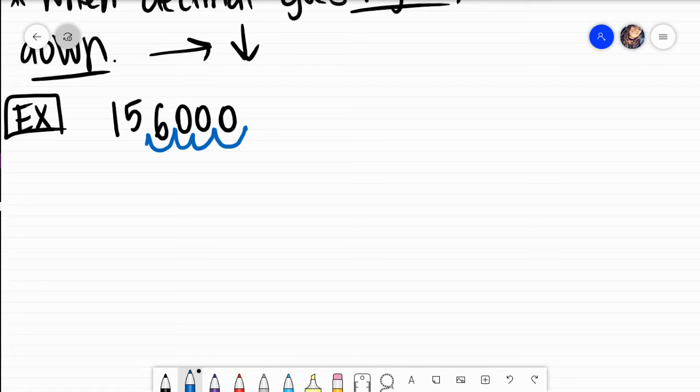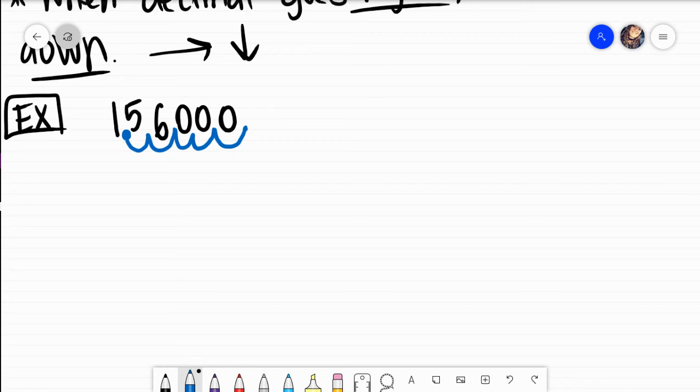Move it again. Do you agree with me if I place my decimal right there? The number that I'm looking at, which would be my A, would be 1.56. That's close to the number 2, right? Which is definitely less than 10.